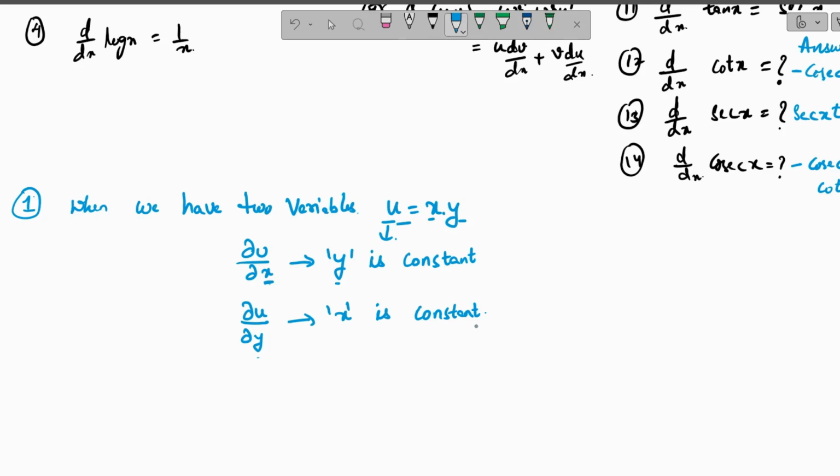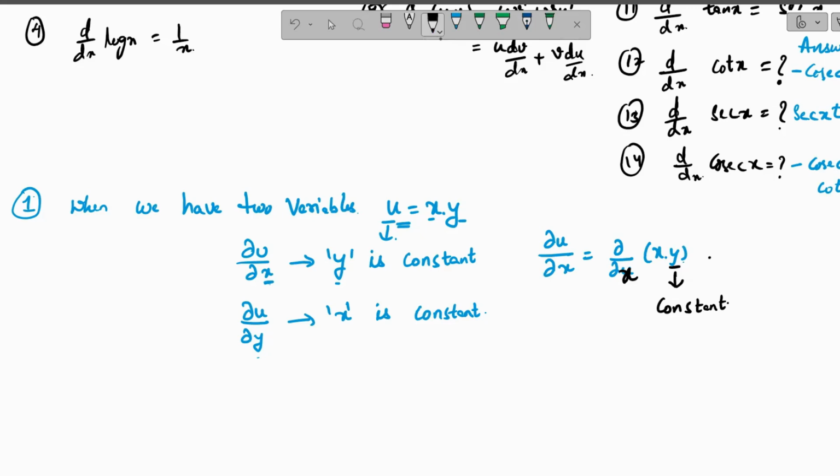Now, the same expression if you take here, the dou u by dou x. Dou u by dou x is nothing but the differentiation of this x dot y. Now here, you are differentiating with respect to x. So here, y is treated as constant.